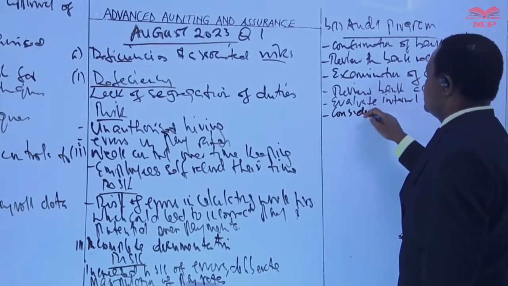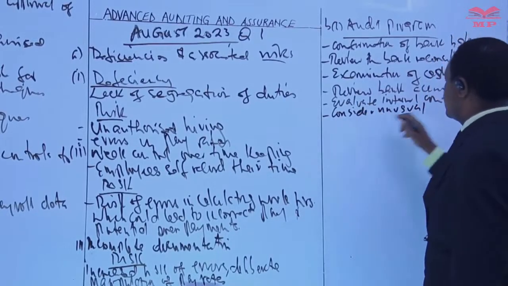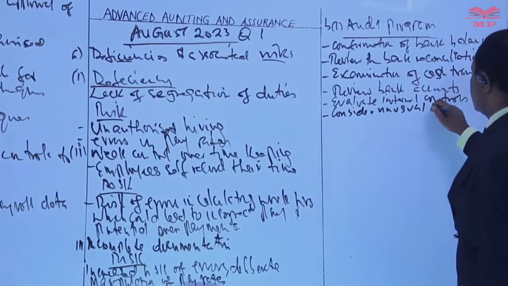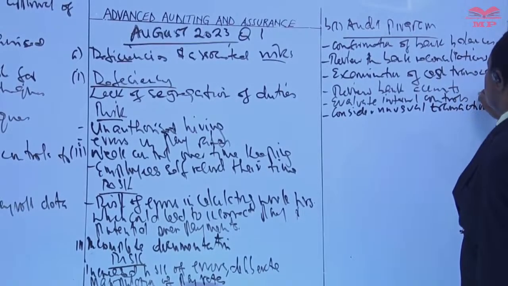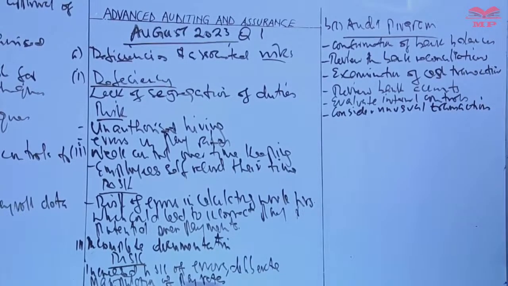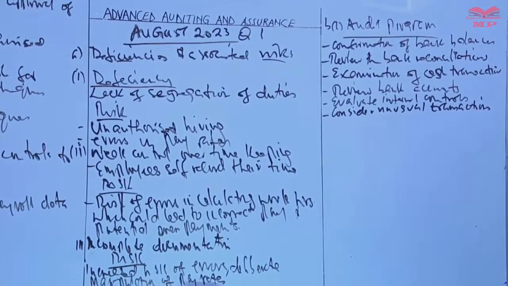Consider unusual transactions. The auditor should consider unusual transactions by investigating any unusual or large transactions, such as large withdrawals or large deposits. You understand? So there are many audit programs, and this was just to give 5.